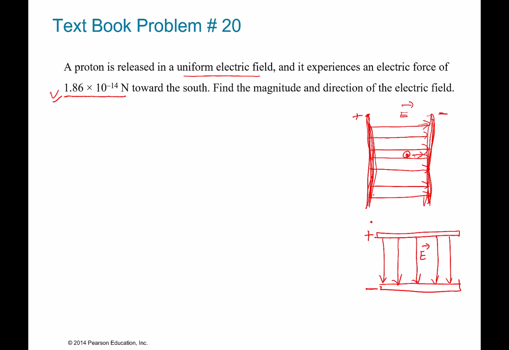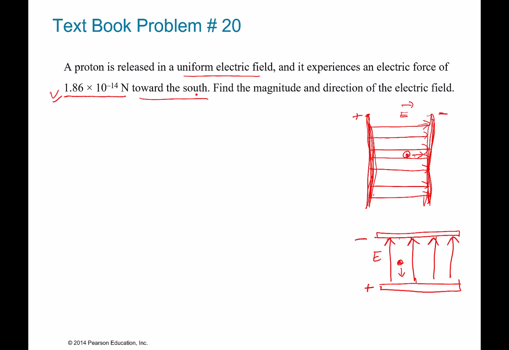Or if you keep this one negative and this one as positive, then the direction of your arrows would change. You would have to draw the arrows in the opposite direction. And if the electric field is directed this way, the force on the charge will be experienced in the opposite direction. So that's why it is towards the south.